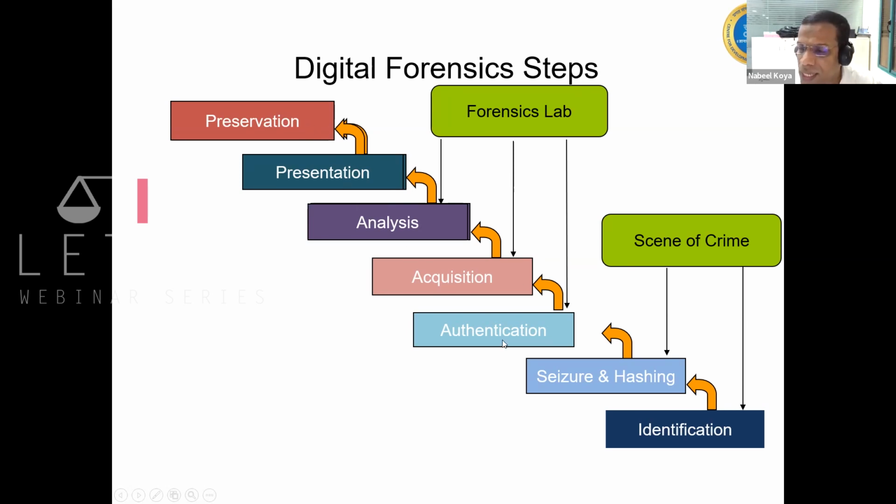So authentication, that is, ensuring that the evidence hasn't been tampered with when it is received from the IO, is done at the forensics laboratory. Then they make a copy of the original evidence to ensure that they work only on the copy and never work on the original evidence. And finally, they do the analysis. So these are the 7 steps in which forensics has evolved.